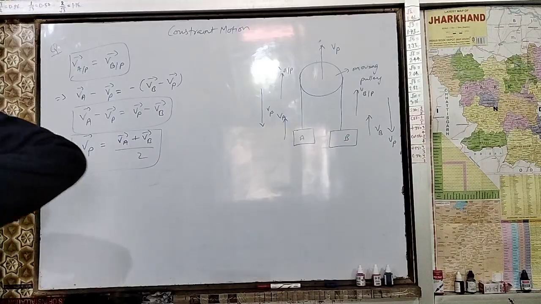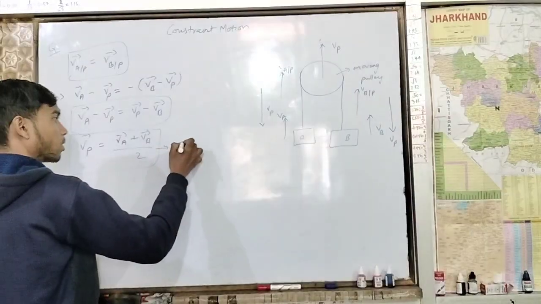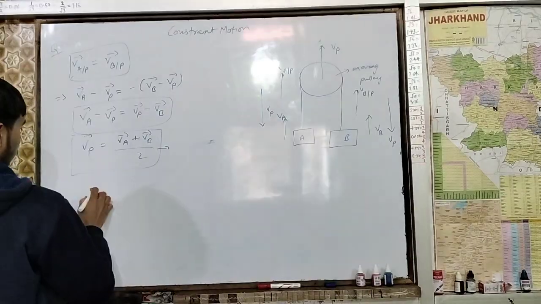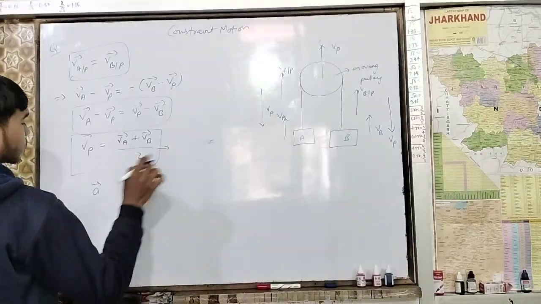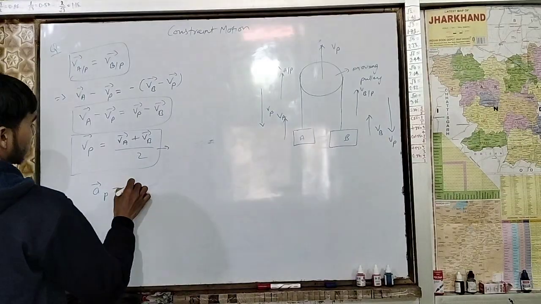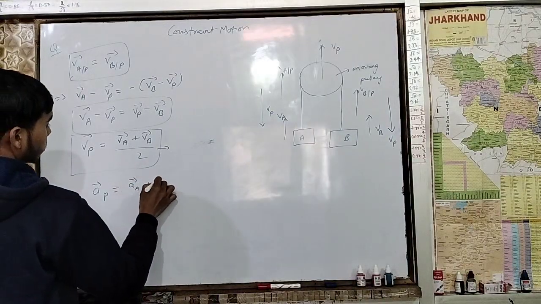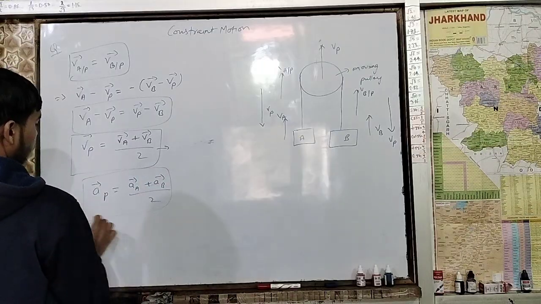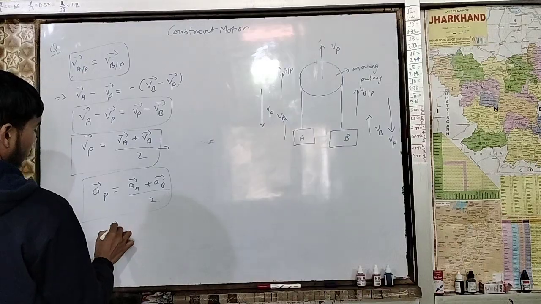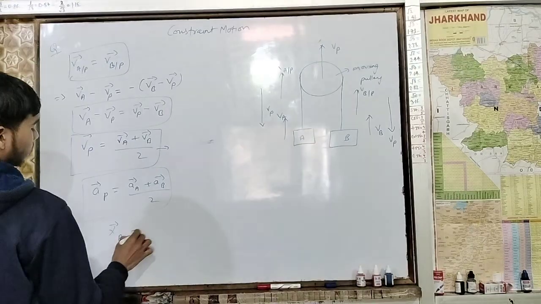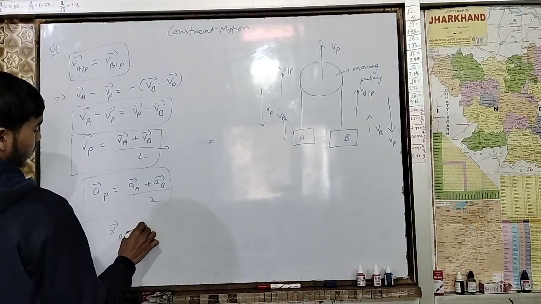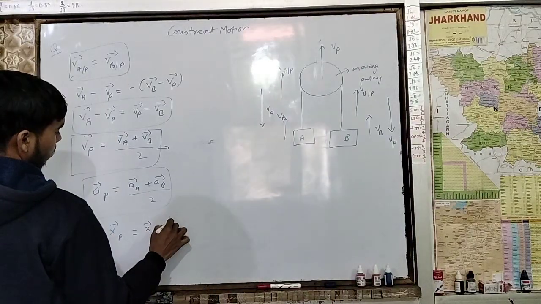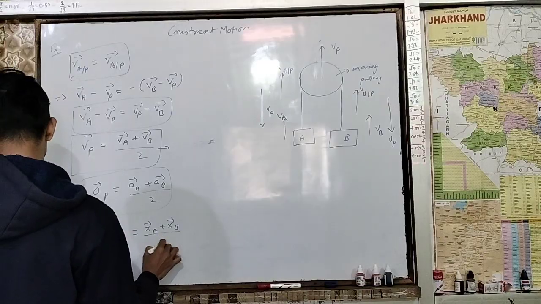This is the same for acceleration, same for displacement. You can see the acceleration of a pulley will be equal to the acceleration of A plus the acceleration of B upon 2. This is acceleration and displacement. Displacement of P will be equal to displacement of A plus displacement of B upon 2.